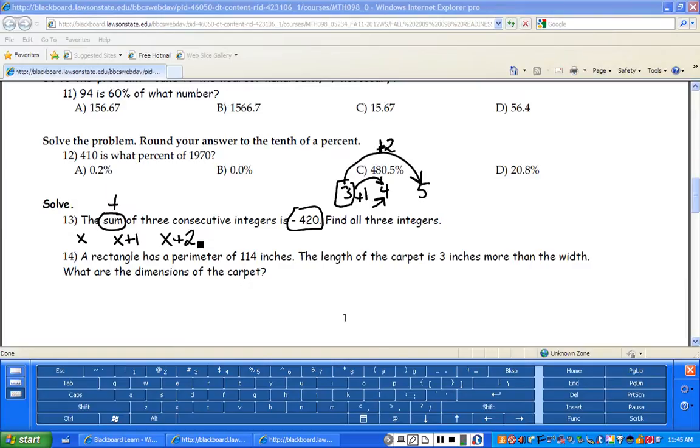Okay? So x is our first number. x plus 1 is our second number. So first number is x. Second number is x plus 1. Third number, x plus 2.